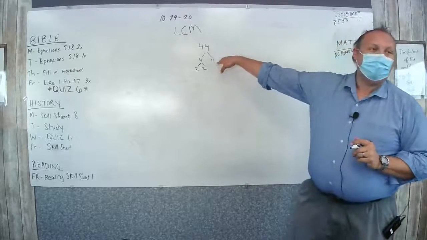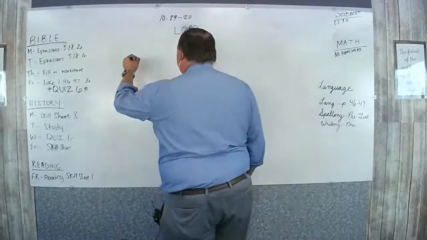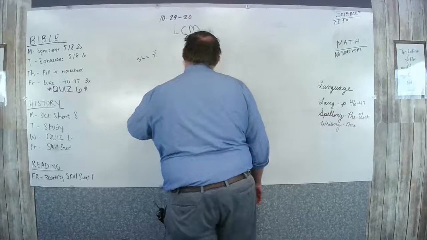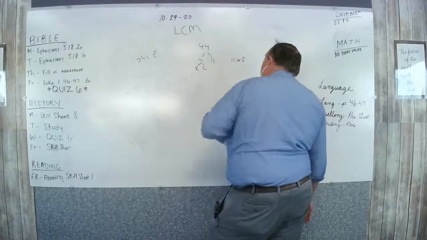Is 11 a prime number? Yes, it is. Okay? So now we have 32 equals 2 to the 5th. 44 equals 11 times 2 squared. Okay?